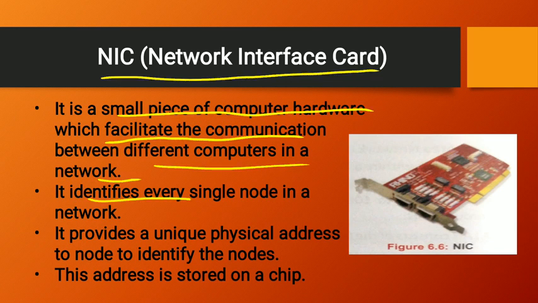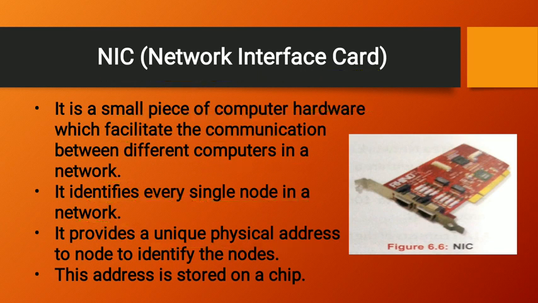It identifies every single node in a network. So how can it identify each and every client or node? It identifies them with a unique physical address. It can identify the computers, or single nodes, or we can say clients, with the unique physical address, and let us see how it can identify practically.